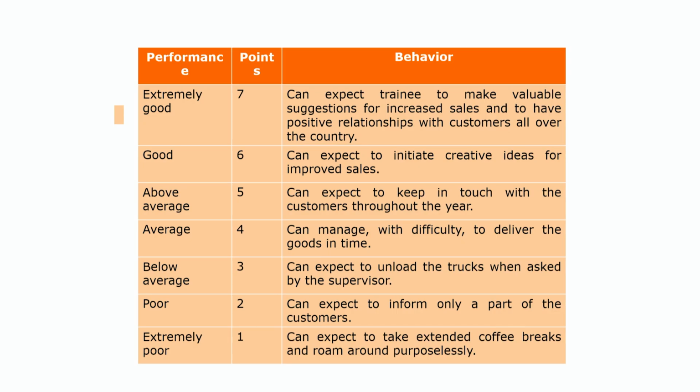So this is the behaviorally anchored rating scale. There is a statement and this is called an anchor. Every behavior is called an anchor. "Can expect trainee to make valuable suggestions for increased sales and to have positive relationships with customers all over the country." If this is the anchor, this is the behavior we can expect, then there are 7 points to it and the performance is extremely good. And if the behavior is "can expect to take extended coffee breaks and roam around purposelessly in the organizational building," then the points associated with it are 1 and it is extremely poor performance.